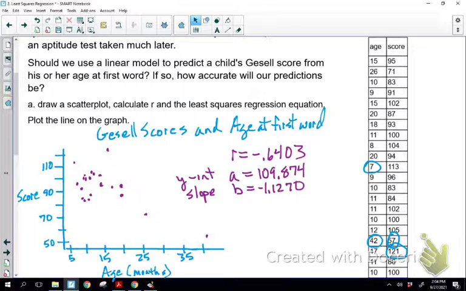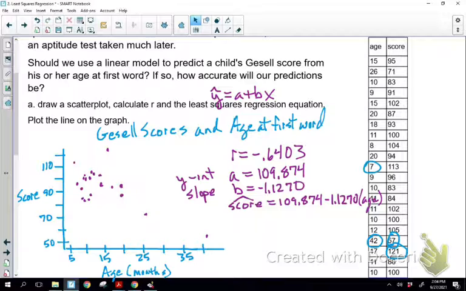I'm going off of, where do I have room? I'll write it right above the word this. Only instead of y and x, I want to use score and age. So score hat, we use that little arrow thing above the y and call it a hat. So y hat is 109.874 minus 1.1270 age. I just ran out of room.